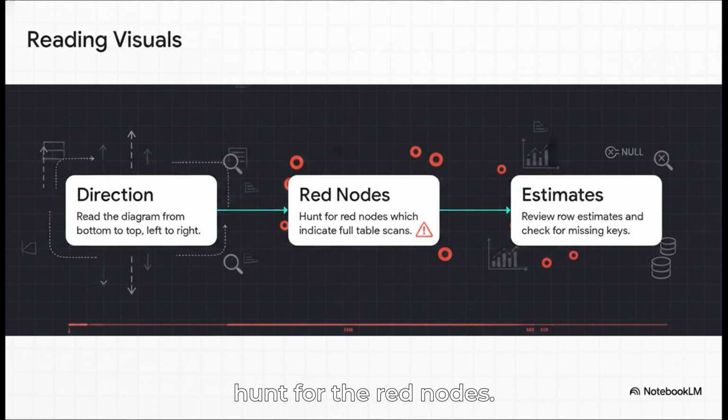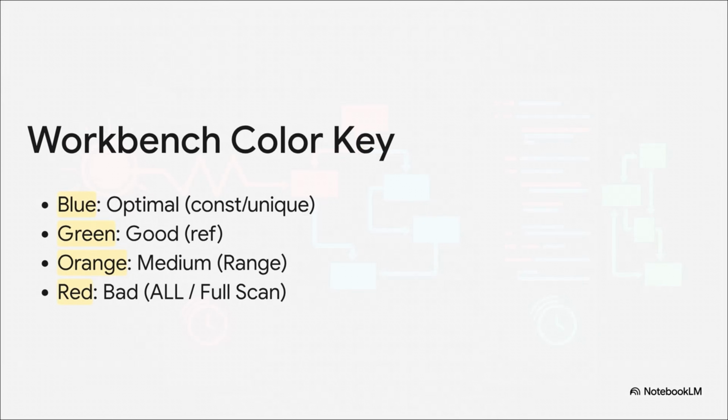Hunt for the red nodes. Red means danger. Once you spot one, you check those row estimates and see if the key is missing. So the trick here is leaning heavily into this color-coded visual language.